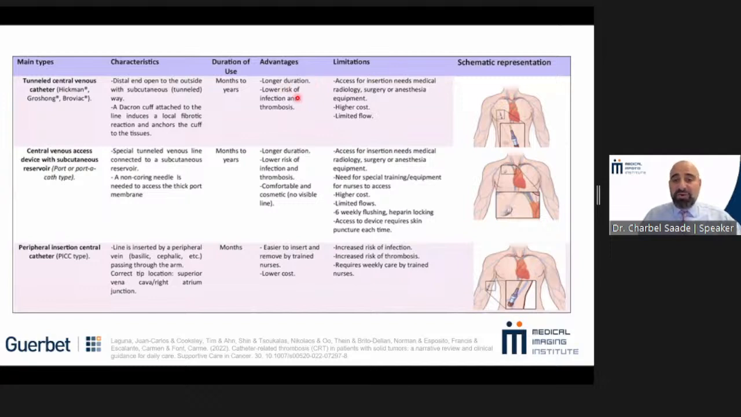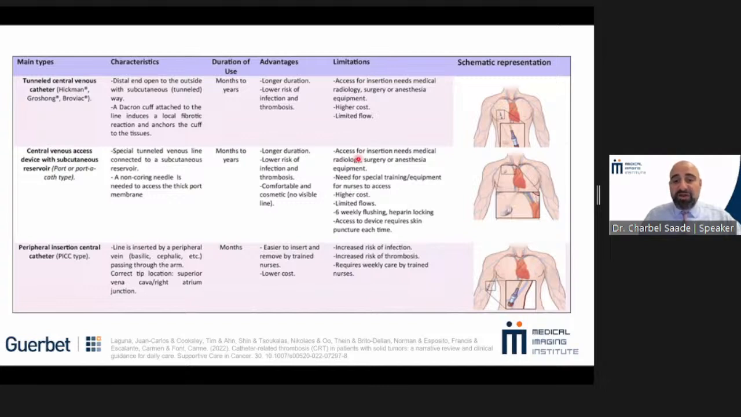Now, what's really important is there are limitations. It's higher cost and there's also limited flow. That's why you've got to be careful whether you do a hand injection or a mechanical injection. But again, you need to go back to the individual catheters that are in there, identify them correctly, and check their SmPCs. If you look at the CVC lines, again, there's low risk of infection and thrombosis.